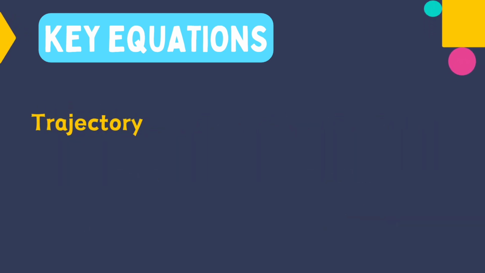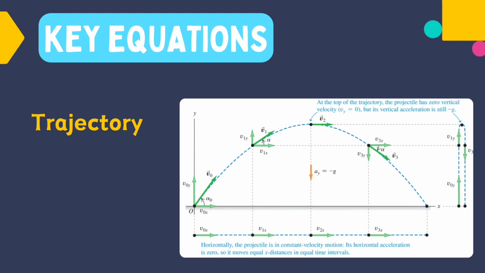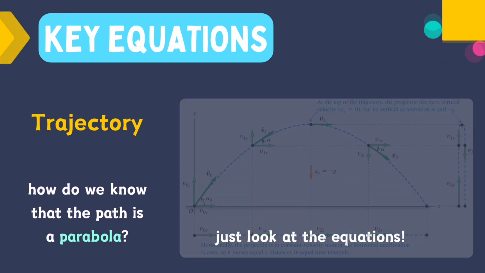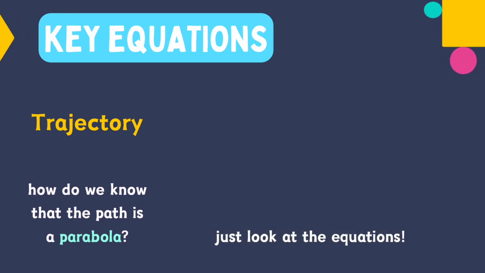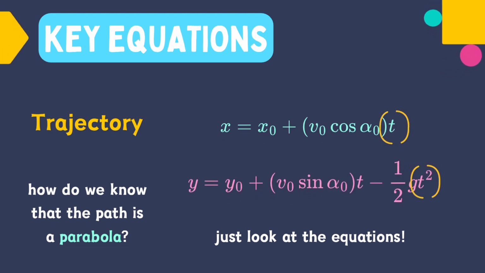Speaking of, what if we want to trace the trajectory of a particle? If you look at this diagram, we see that it looks like a parabola. But how do we know that the path is a parabola? It's simple. Just look at the equations. For displacement, we know that our equations are given by these. x is a function of t, and y is a function of t squared. Intuitively, this gives us a parabola.